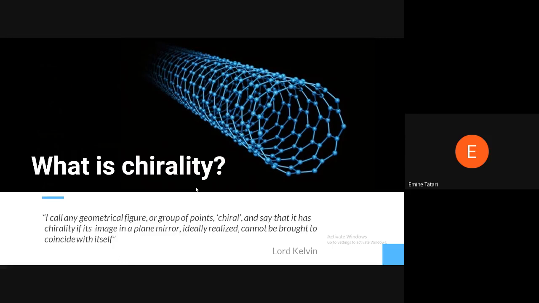We have also here put an image of a carbon nanotube, which is used as an additive to various structures in electronics, optics, plastics, and other materials of the nanotechnology field. And it is a form of chirality.